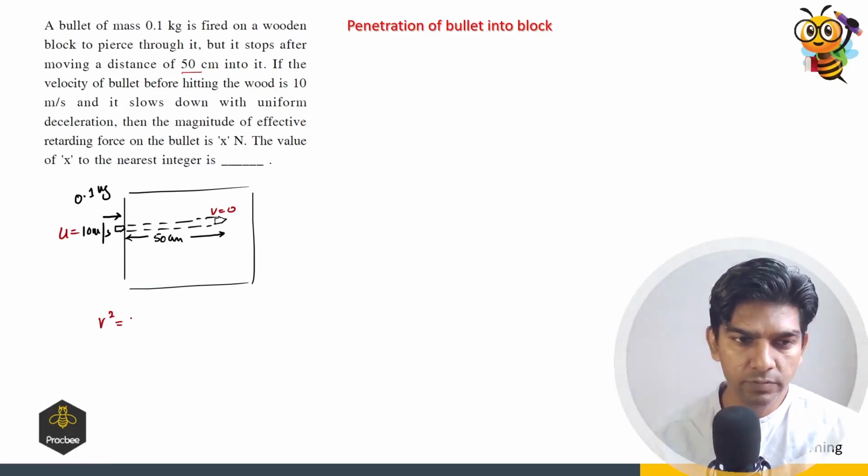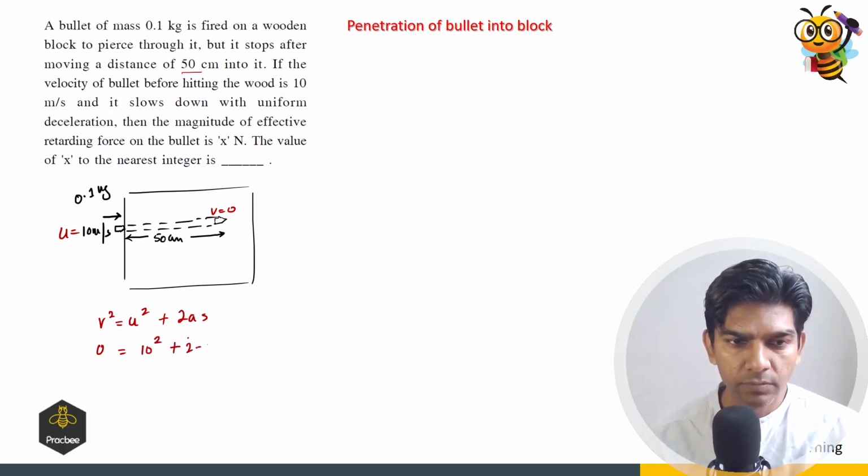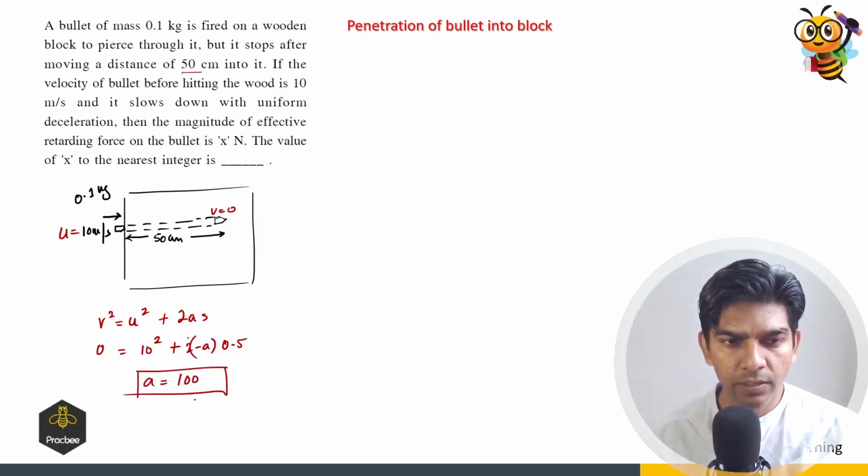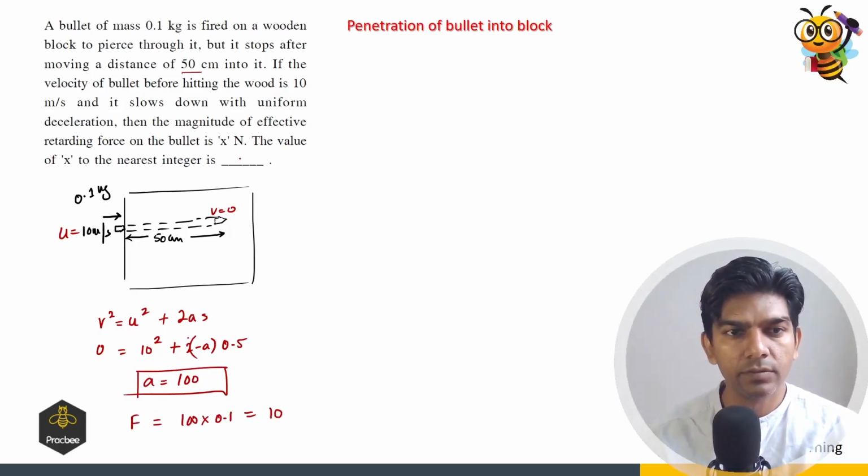So v square is equal to u square plus 2as. So that will be 0. It will be 10 square plus 2 times, let me take it as minus a, and s will be 0.5 meters. So acceleration, or rather retardation, comes out to be 100. So the force will be 100 times the mass, so it comes out to be 10, right? So the answer will be 10.